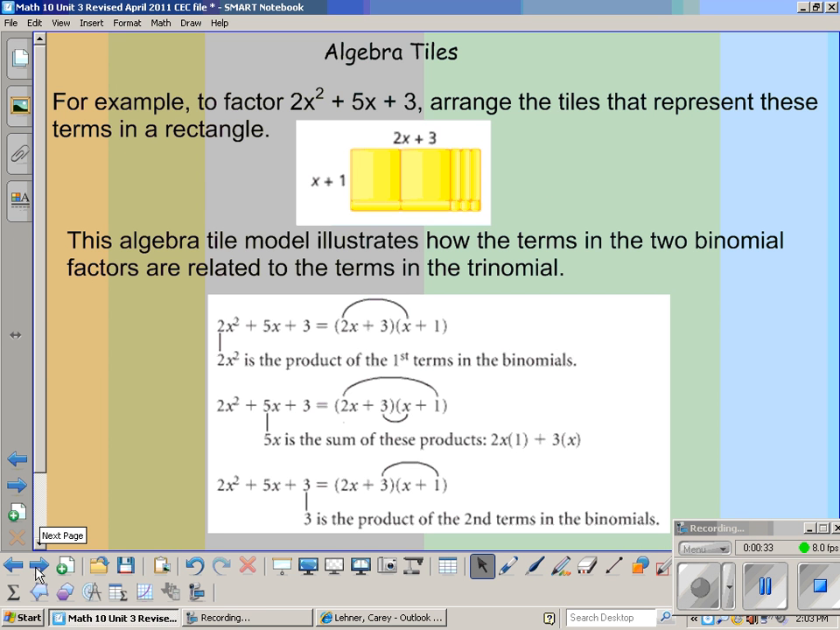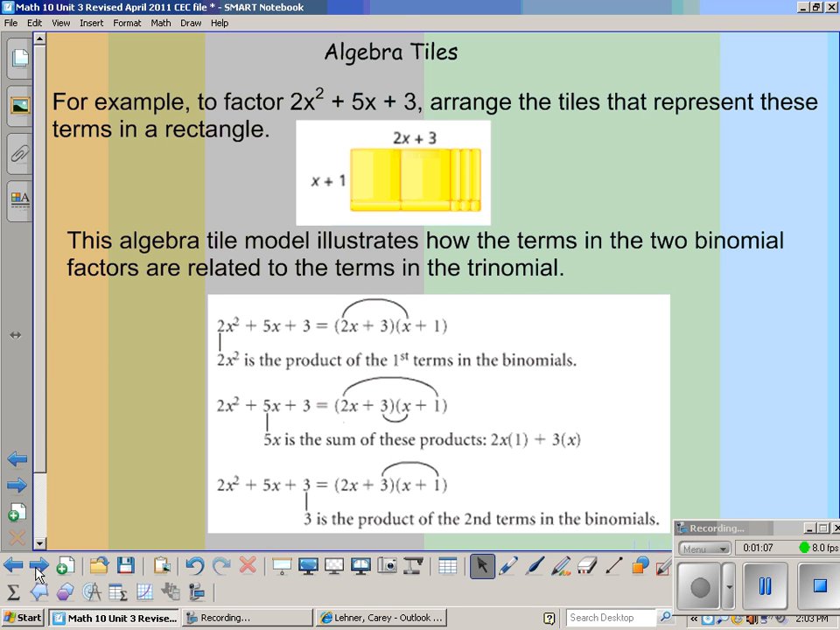Algebra tiles. We did briefly talk about algebra tiles at the start. They really are only beneficial if every term is positive. But what an algebra tile model does is it illustrates how the terms in the two binomial factors are related to the terms in the trinomial. So if you had 2x squared plus 5x plus 3, we would arrange the tiles in a rectangle, starting with your x squared tiles up in the upper left-hand corner, and then filling in to make a rectangle. And you would see that the sides are 2x plus 3 and x plus 1.